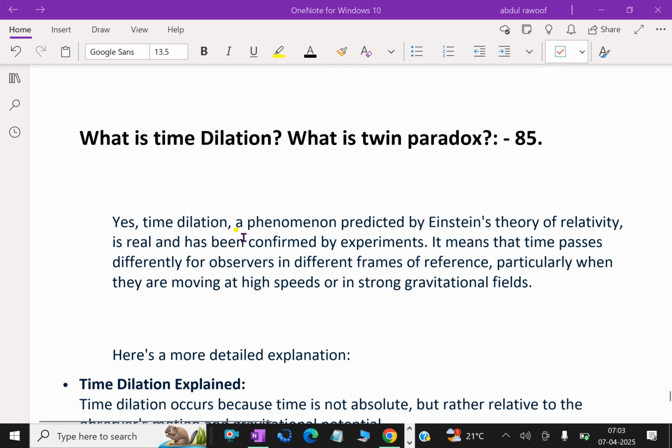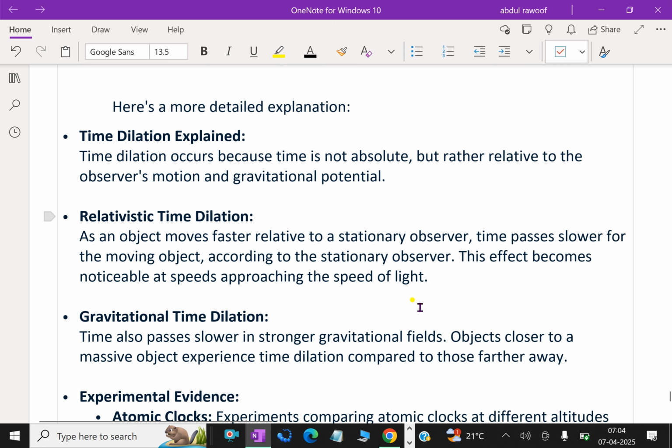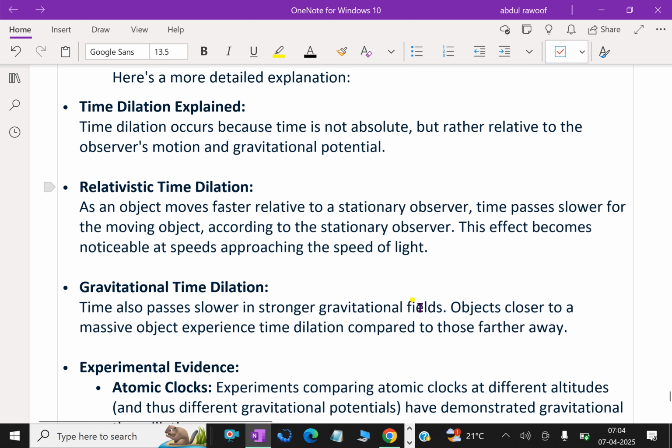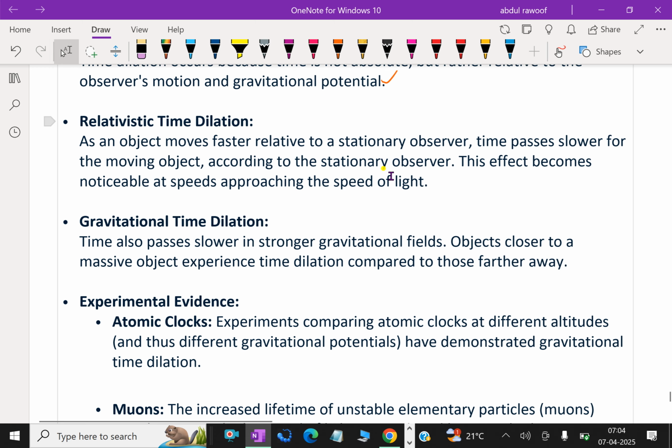Yes, time dilation, a phenomenon predicted by Einstein's theory of relativity, is real and has been confirmed by experiments. It means that time passes differently for observers in different frames of reference, particularly when they are moving at high speeds or in strong gravitational fields. Time dilation explained: it occurs because time is not absolute but rather relative to the observer's motion and gravitational potential.